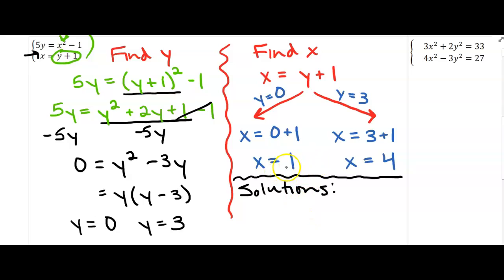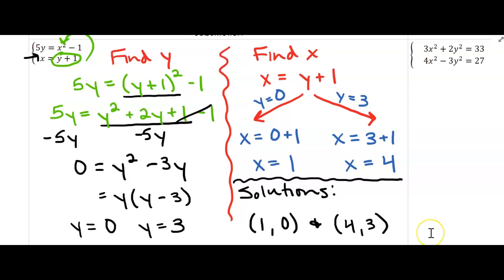Do not lose track of which x value goes with which y value. Again, that is why I really like organizing my work in this way. I very clearly can see that this x value of 1 is going with my y value of 0. So that's going to be my first solution: 1, 0. You tell me my second solution. Yeah, I get a solution of 4, 3.